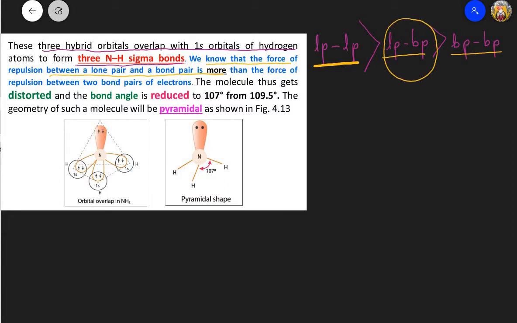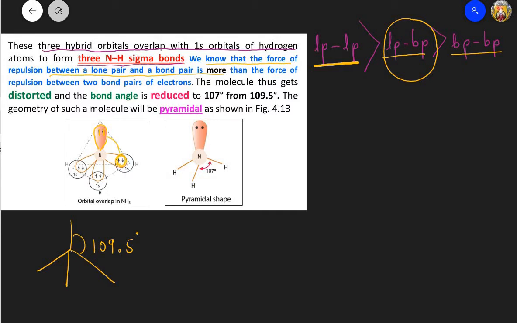Now this we have to find out in the ammonia molecule, right? Actually, when I said that if there are 4 sp3 hybridized orbitals directed towards the 4 corners of the tetrahedron, the bond angle is 109.5 degrees, right? But here what happens? You can see in one of these lobes there are 2 electrons. These are the lone pair, and these are called the bond pair.